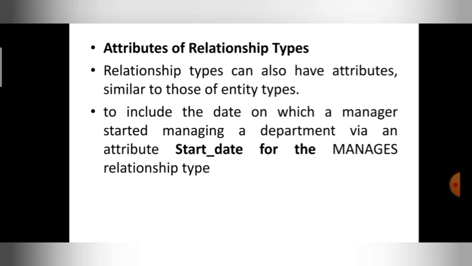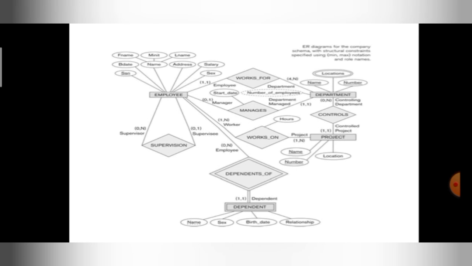Next, in the same way that entities have attributes, relationship types also have attributes. For relationship type also we can include the attributes. For example, see here. Between the employee and the department there is a relationship, manages. For the relationship type manages, I included the attribute start date.